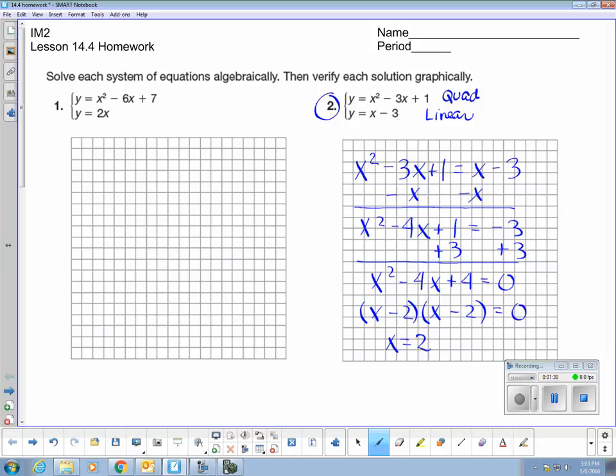I need to go back up to one of my equations, either one, and replace x with 2. And I'm going to select this bottom equation, and I'm going to replace my value for x with the number 2. So y is equal to -1. So my solution set is (x, y), or (2, -1).